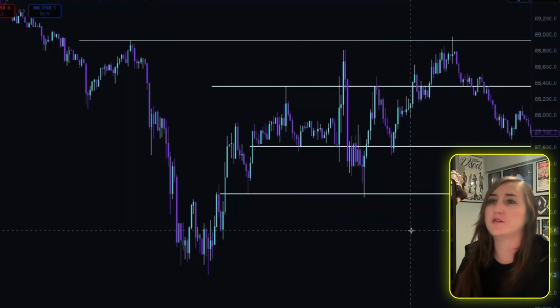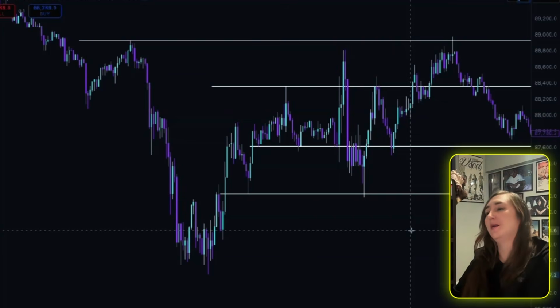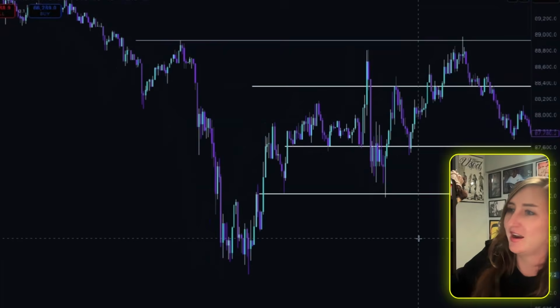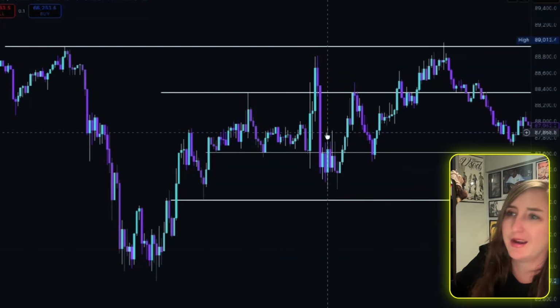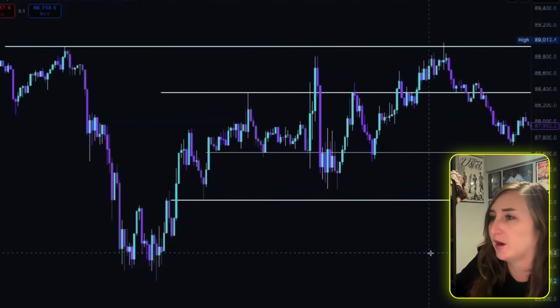We have been more in consolidation lately on crypto, right? We had our huge crypto crash or whatever you want to call it. But we are currently kind of consolidating on the daily time frame, which is fine.